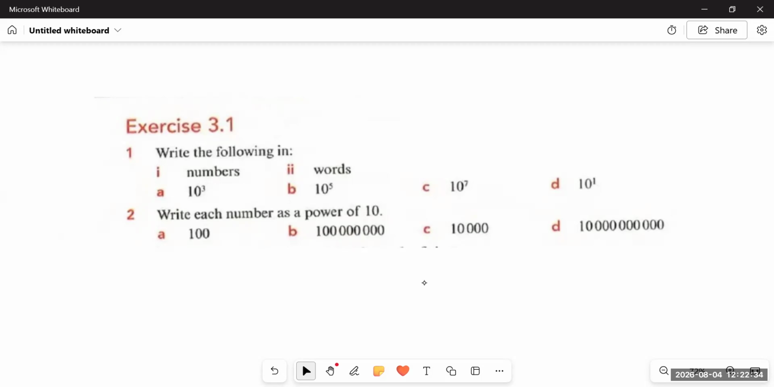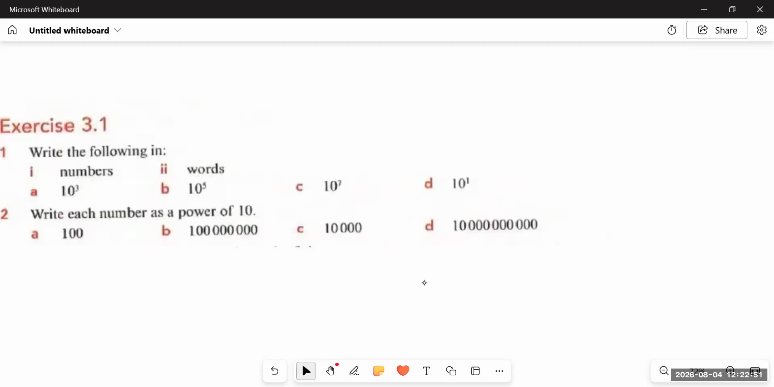So starting from question number 1, we are provided with some numbers written as the power of 10: 10 power 3, 10 power 5, 10 power 7, 10 power 1, and we have to write down these numbers in numbers and words.